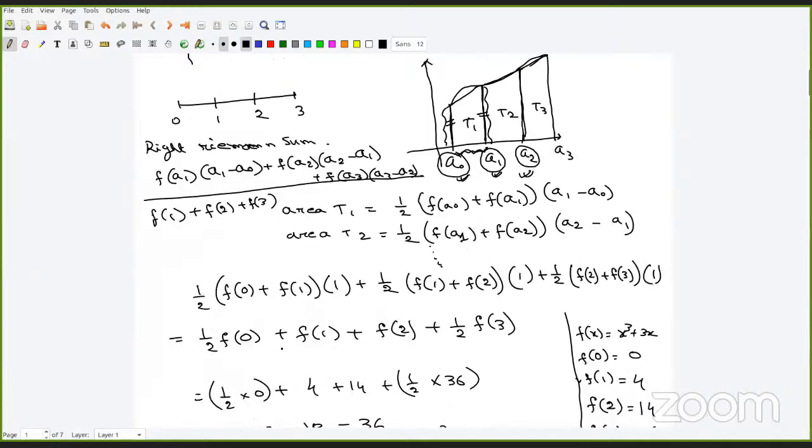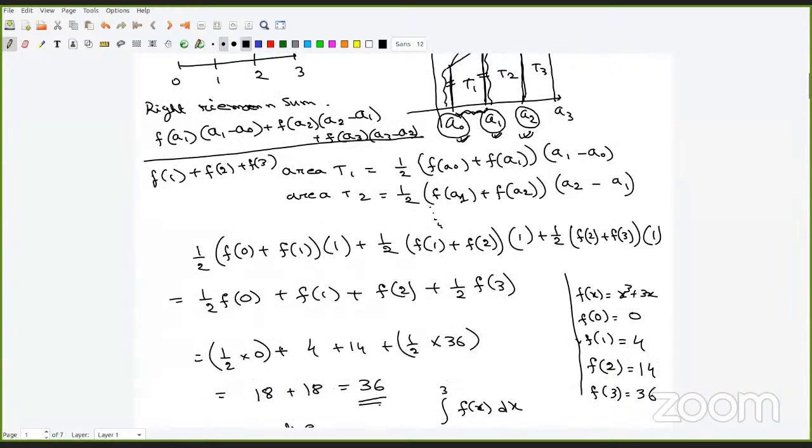Is it clear? Yes, sir. The function is increasing, right? So the right one will be quite higher and the left one will be quite smaller. Yeah, exactly. For an increasing function, the right Riemann sum will be greater than the middle Riemann sum, which will be greater than the left. That is only if the function is increasing. If the function is increasing, then we can say the right Riemann sum is the greatest. Yeah, exactly. For an increasing function, the left Riemann sum is the lowest.